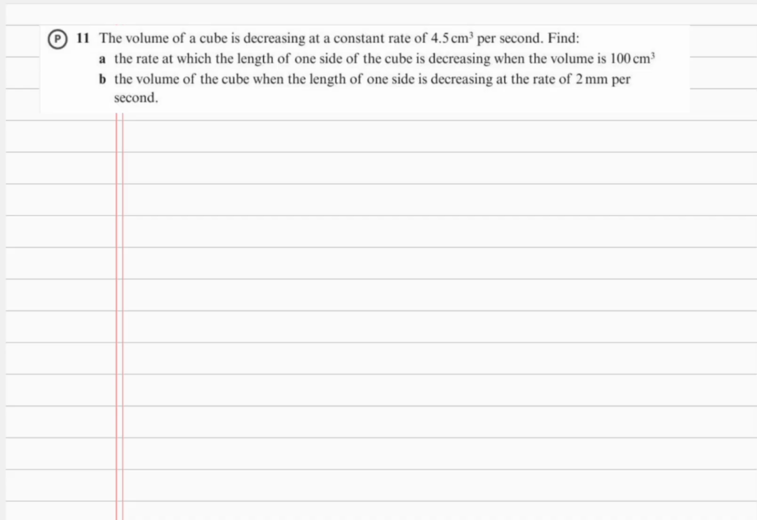First of all, we need to write the differential equation for the rate of change of the volume of the cube, because it's saying that the volume is decreasing at a rate of 4.5 centimeters cubed per second, which is basically saying that dV/dt is equal to minus 4.5. The reason for this minus is simply because the volume is decreasing, so that's why we have a minus.